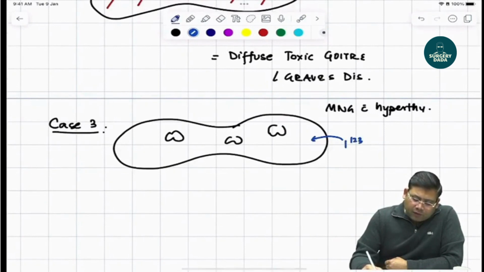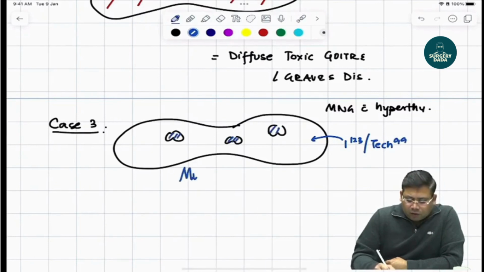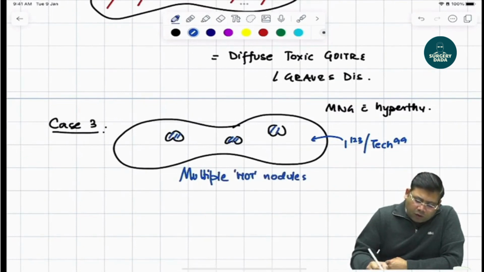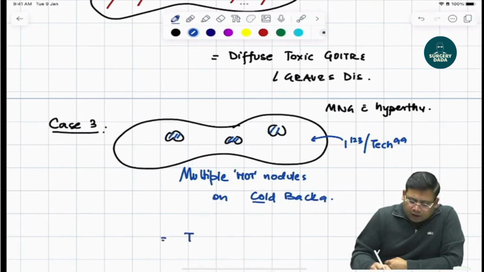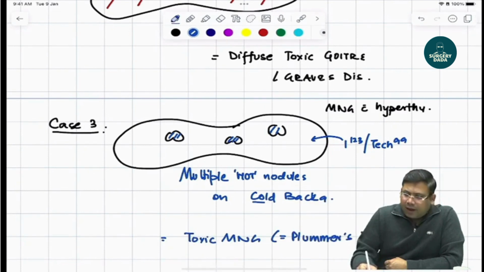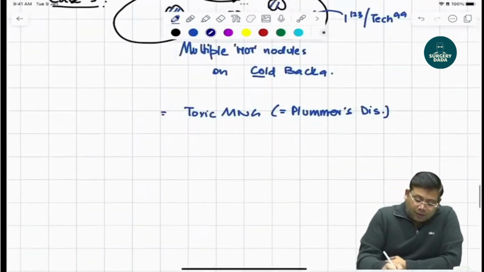So you gave iodine 123 or maybe technetium 99 and you got to see something like this. What is that? You got to see multiple hot nodules on what background? On cold background. So what is this basically? Multiple hot nodules on cold background. Students, you are dealing with toxic MNG, also known as plumber's disease. So a plumber's disease or a toxic MNG. This is case scenario number 3.